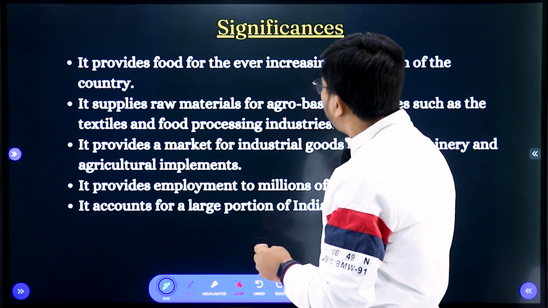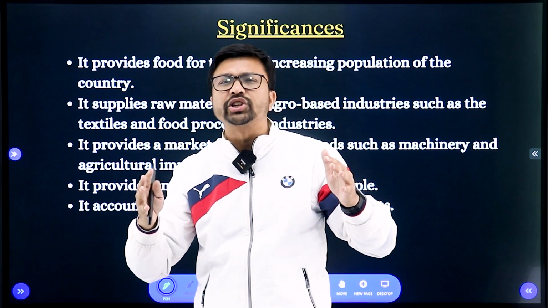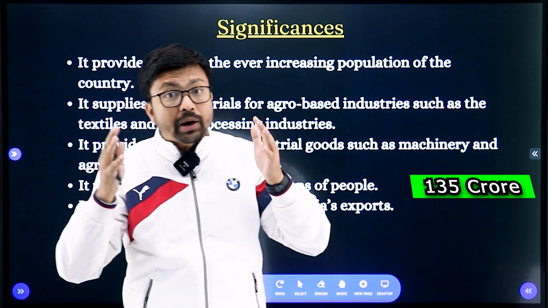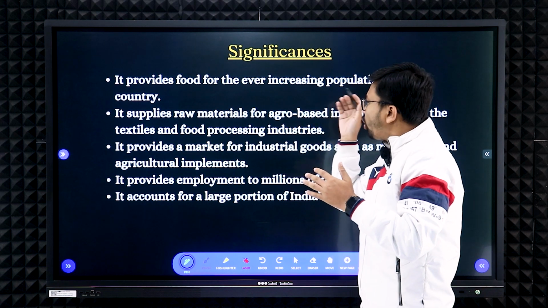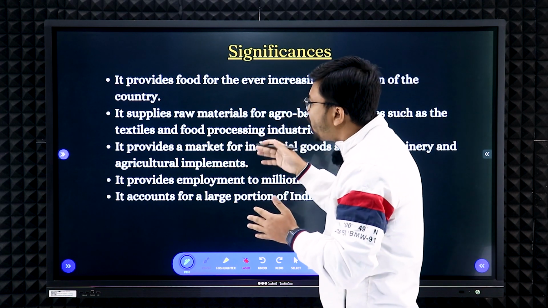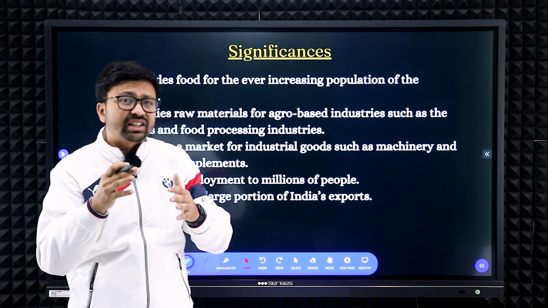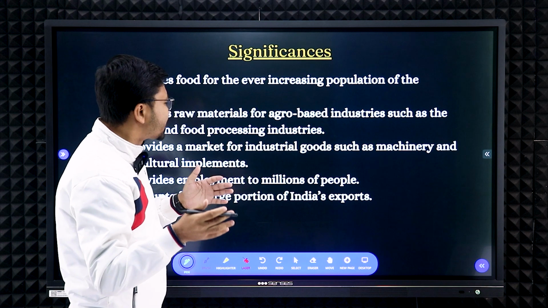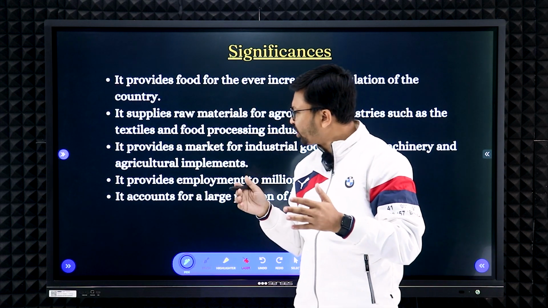It provides us food, and in India we have so much population, more than 135 crore people. So we require food to feed them, right? Then only we will be self-sufficient. Next, not only feeding the people, the raw materials we get from the agricultural sector can be useful for industry as raw materials. Those are called agro-based industries. So for that, agriculture is very important, right?